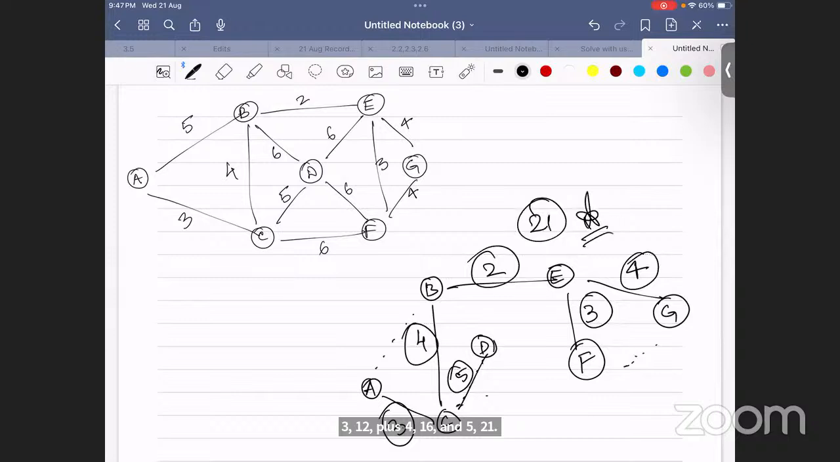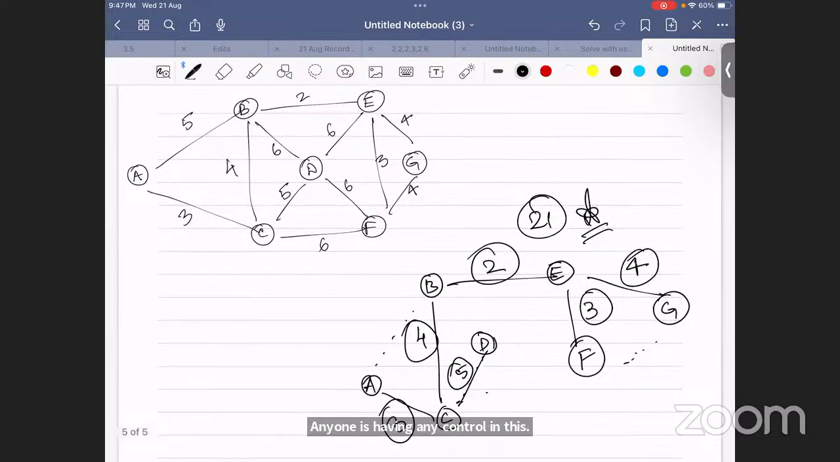Is anyone having any confusion in this? No, sir. So this type of problem will be asked in the exam. Sir, what about 6, sir? We have not included 6. No, you will not be taking 6. Why will you use 6?